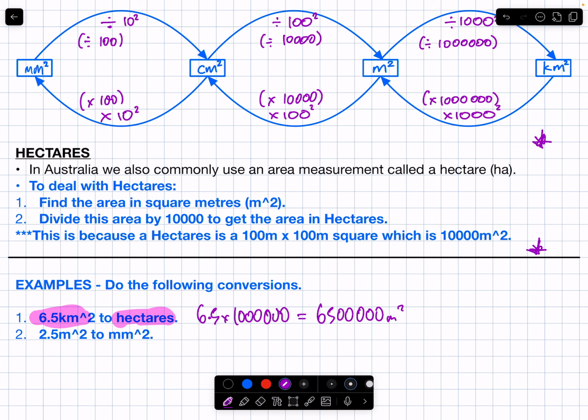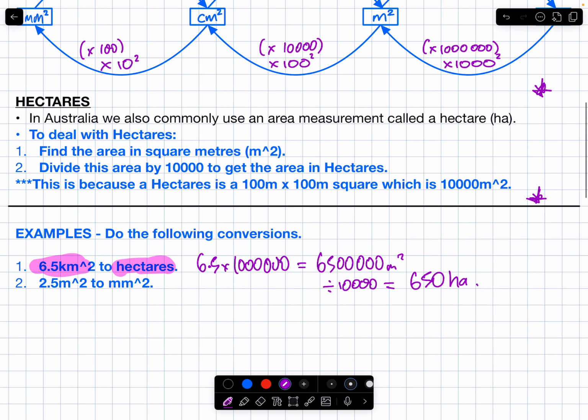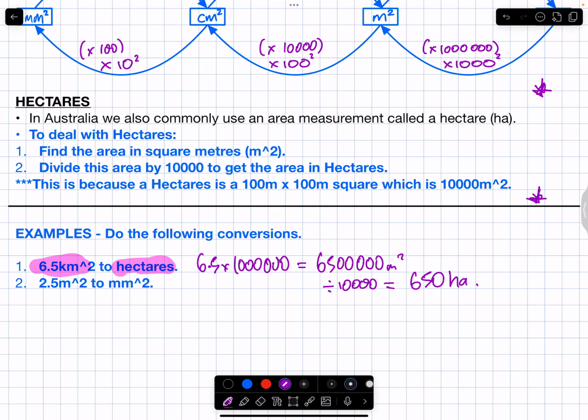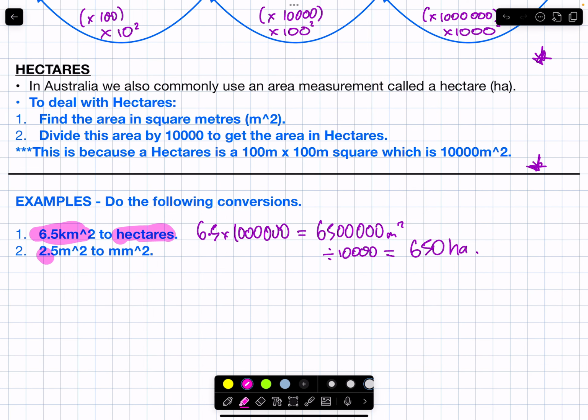So that is 6,500,000 square meters. It's in square meters, divided by 10,000. Divide by 10,000 equals, so I would be removing 4 zeros. So that's going to be 650 hectares. If you're not confident, double check. Divided by 10,000, 650.